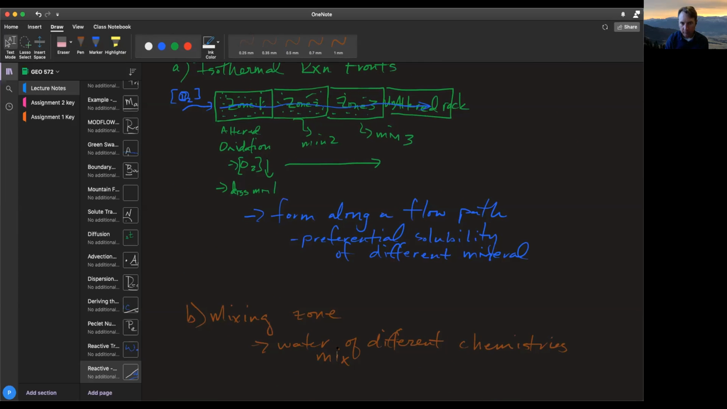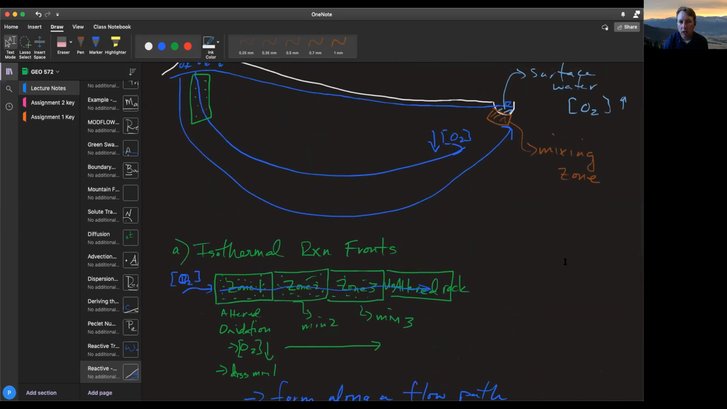Because of that kind of mixing, we can drive all kinds of different reactions. So we can think about these areas of reaction as two different end members. One is happening along a flow path, where water-rock interaction along that flow path is driving changes in the fluid chemistry. This is a long flow path isothermal reaction.